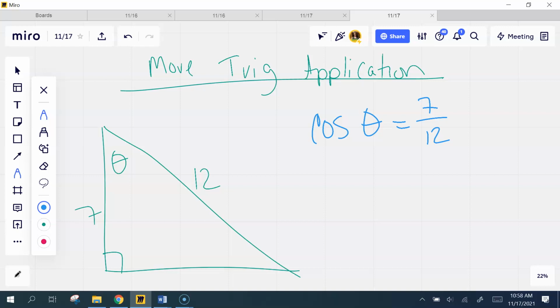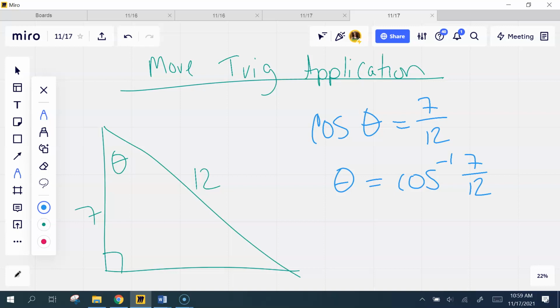To get theta by itself here, I'm going to use the inverse. Remember, inverses cancel each other out. The inverse of addition is subtraction; to get rid of addition, we do subtraction. So I can say that theta is equal to the inverse cosine of 7 over 12. What this means is I'm looking for where the cosine value is 7 over 12. That's not on my unit circle, so all I'm going to do is use my calculator.